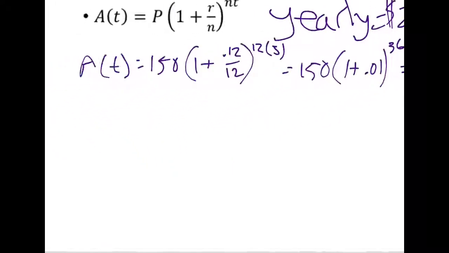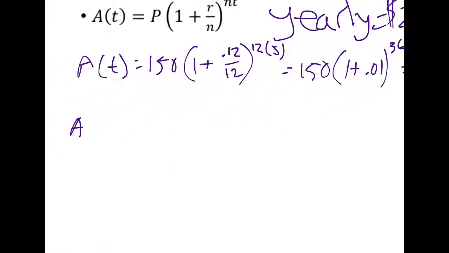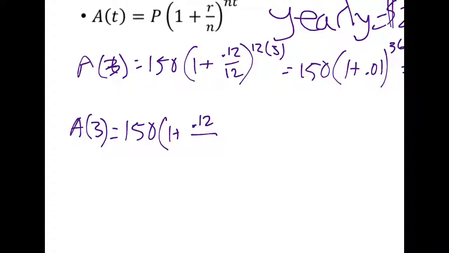So we're going to do the same thing. We're going to say that the amount, and I should say 3 there. So the amount after 3 years is equal to the initial deposit, $150, times 1 plus our yearly rate, 0.12, divided by the number of compoundings. And if we're doing it weekly, we're going to be doing it 52 times, because I'm pretty sure there are 52 weeks in a year.